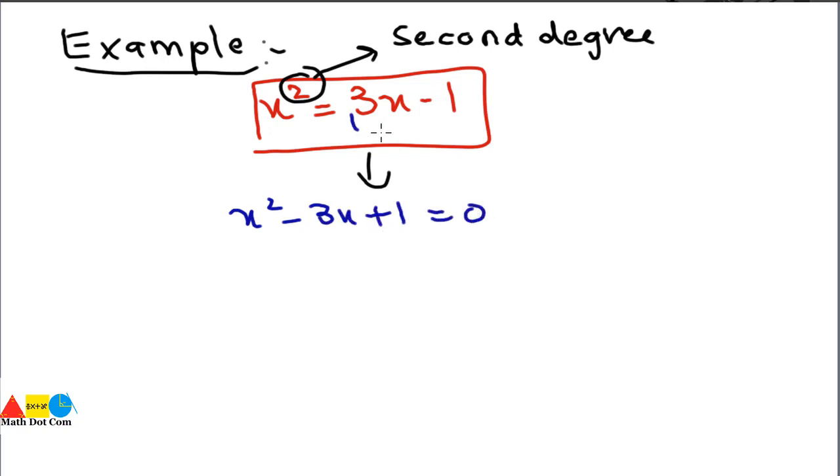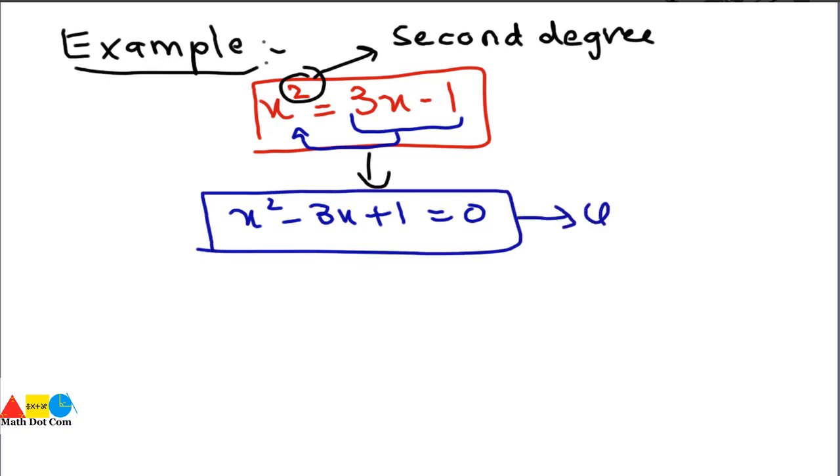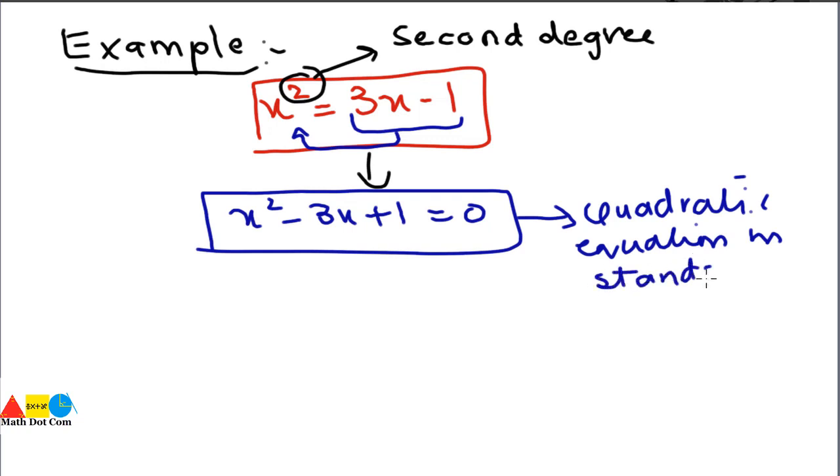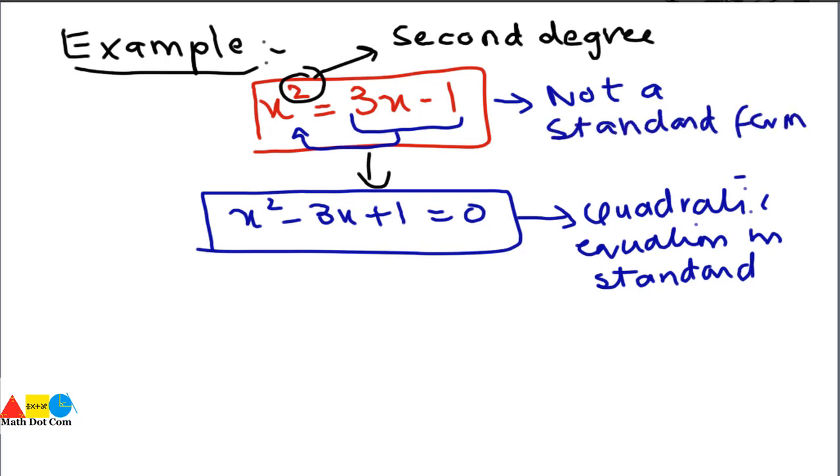We have moved all the terms to one side. Now it is clear that this is a quadratic equation in standard form. You will not always come across the equation in standard form. You have to convert the equation into the standard form of a quadratic equation. So we write the standard form of the equation as ax square plus bx plus c equals 0.